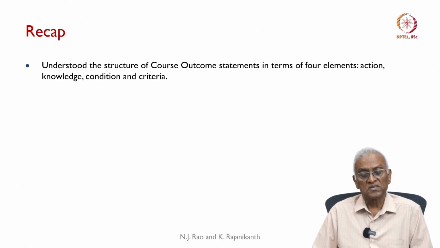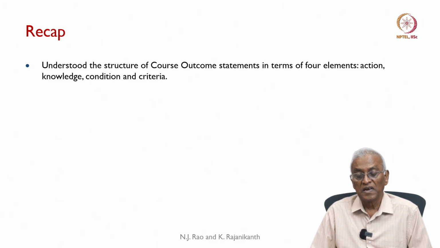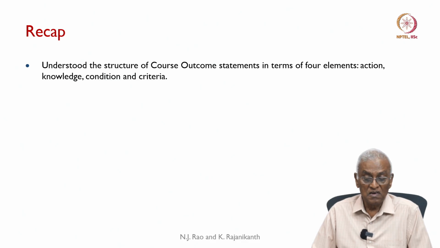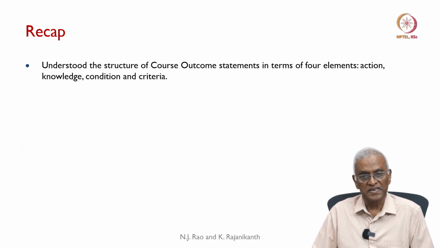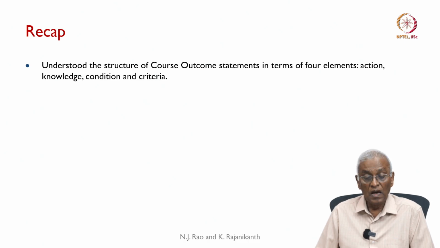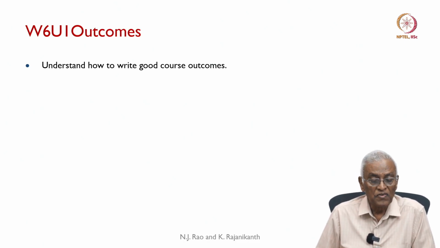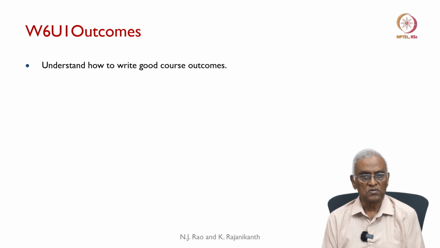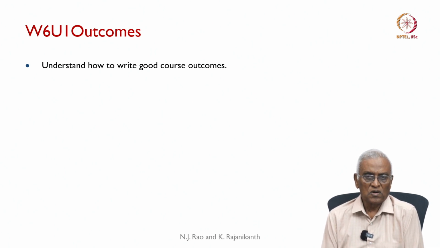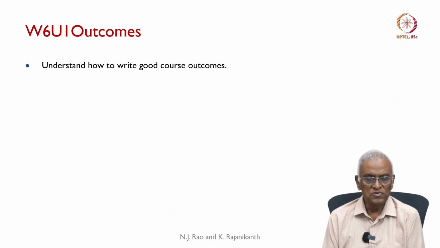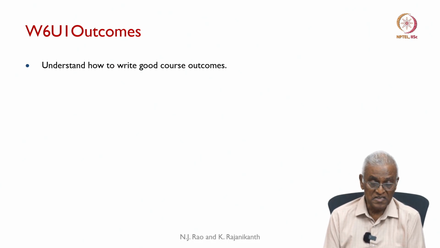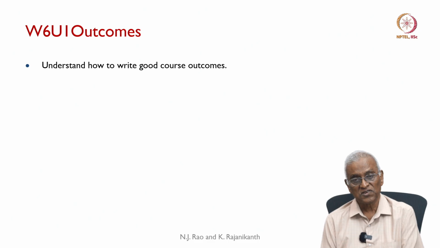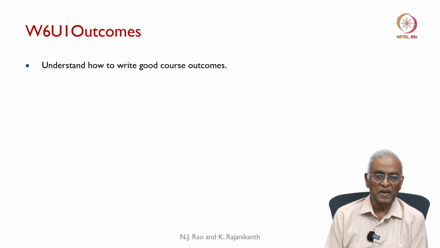We understood the structure of course outcome statements in terms of 4 elements, which are action, knowledge, condition, and criteria in the previous unit. Now we will try to see how to write good course outcomes, because if they are properly used, they can greatly facilitate teachers planning their instruction, as well as students planning their own learning.